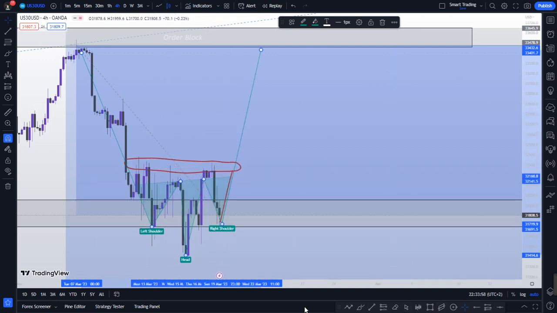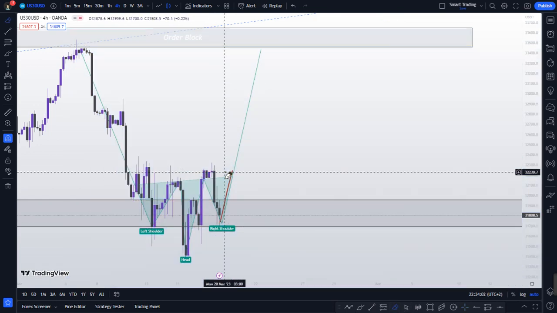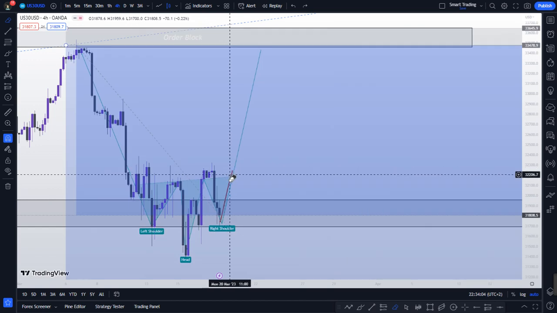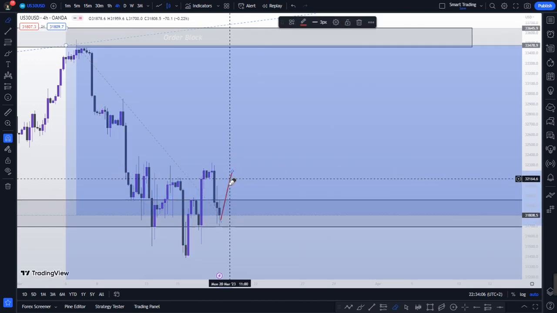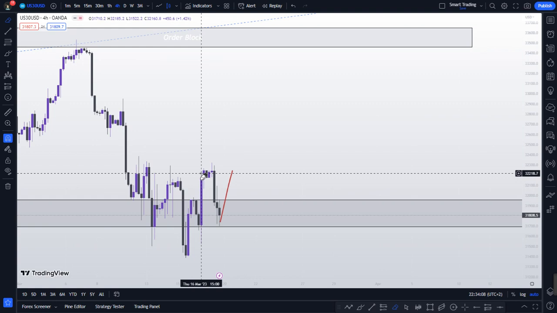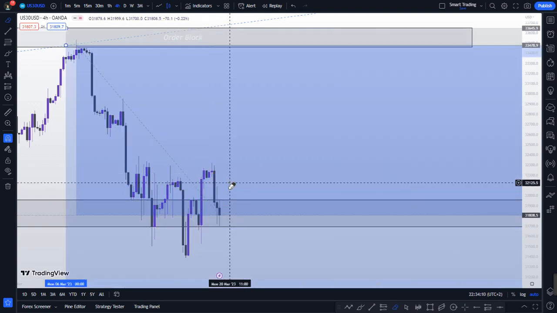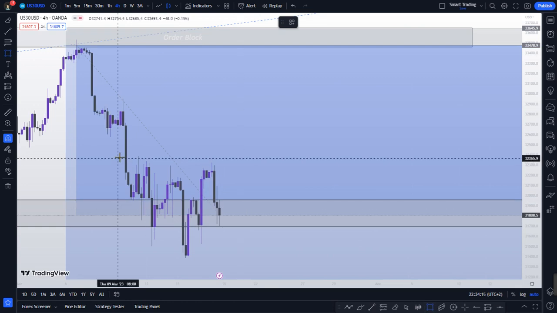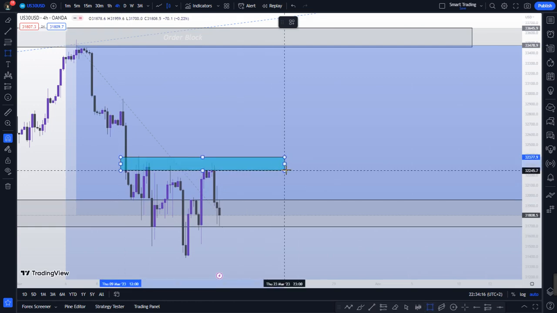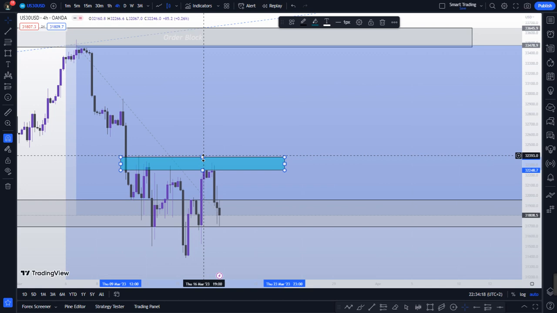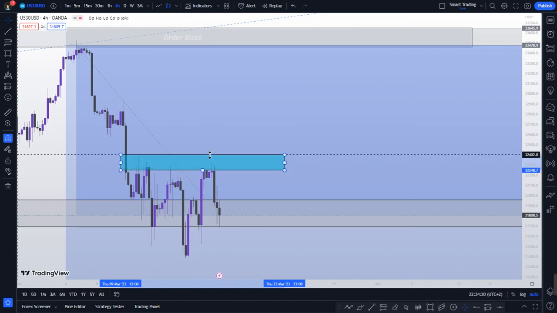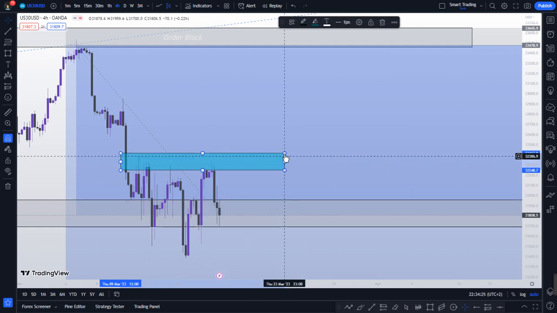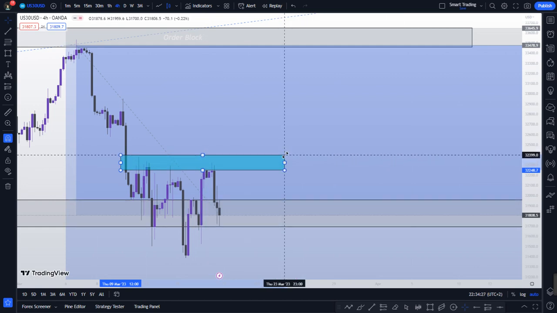Let me draw a right zone. Let me just delete those drawings, right? Oh, I didn't want to delete that one, because I want you to see where we are, where we've been. So I wanted to draw a right one. This is what they call a neckline. You'll see others calling it an order block. There are many names in this game, guys. I'm telling you, many names.